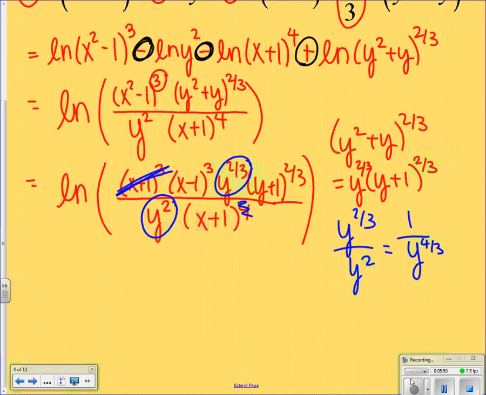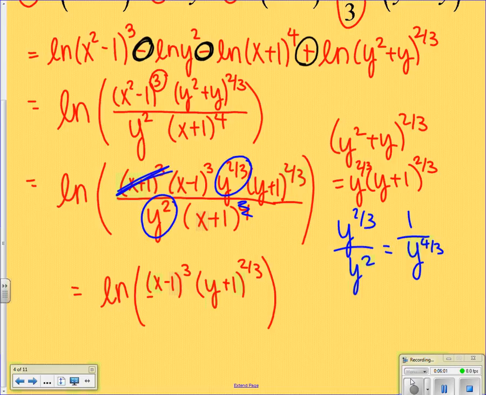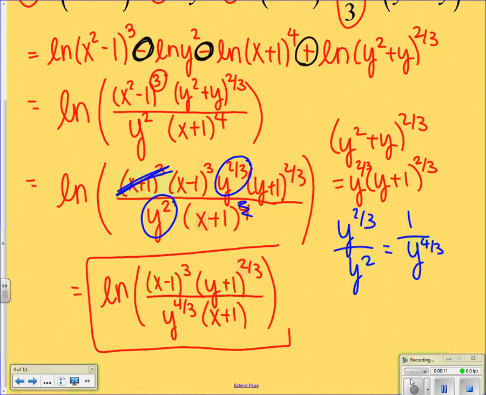So our answer is going to look like this. The ln of x minus 1 cubed, and we have y plus 1 to the 2/3 over, instead of that y squared, it's going to become y to the 4/3. And then we have x plus 1. And so this would be your answer. So once you get it into one log, you do have to make sure to simplify it if you can.